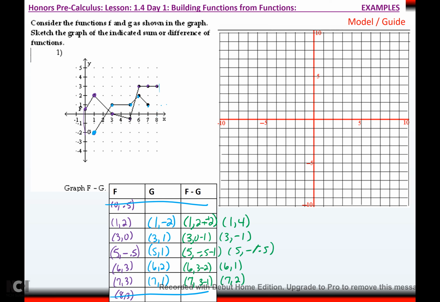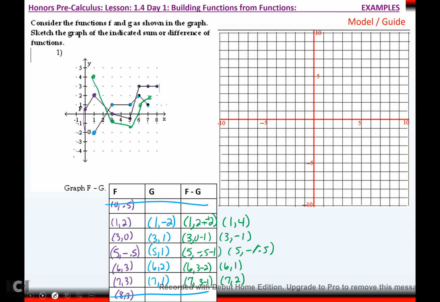So if I plot my new points, either on this graph or theirs, I'll plot it on this one so you can see. I would do 1, 4, 3, -1, 5, -1.5, 6, 1, 7, 2. And if I connect those dots, there's the sum. Okay?